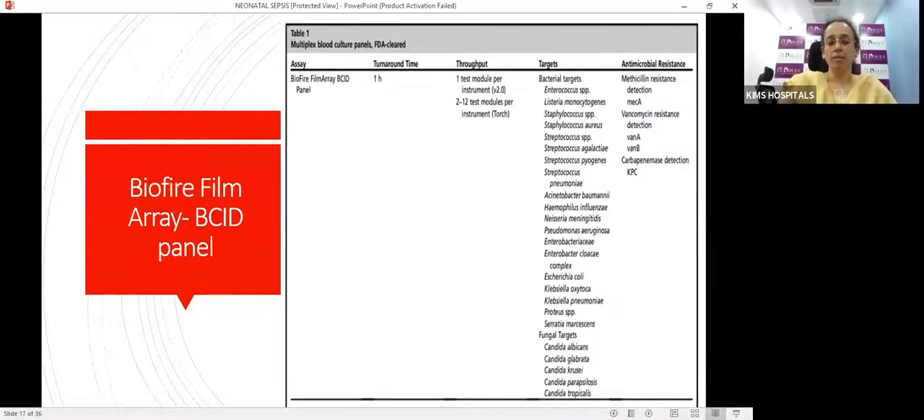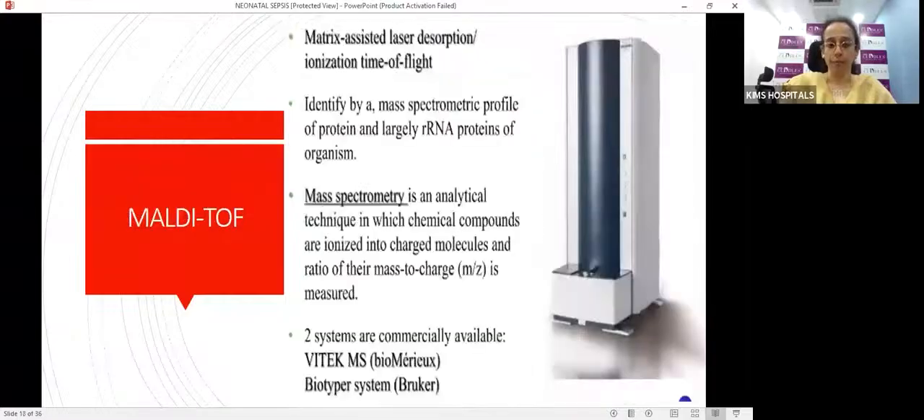So there is another assay called the BioFire FilmArray panel, that is the BCID panel, in which different bacterial targets are identified on a quick basis compared to the conventional blood culture methods. You can see here a panel of bacteria which are listed, which cause the common neonatal sepsis in babies, and antimicrobial resistance genes can also be detected from the BCID panel. The turnaround time for this is relatively lower, around 1 hour.